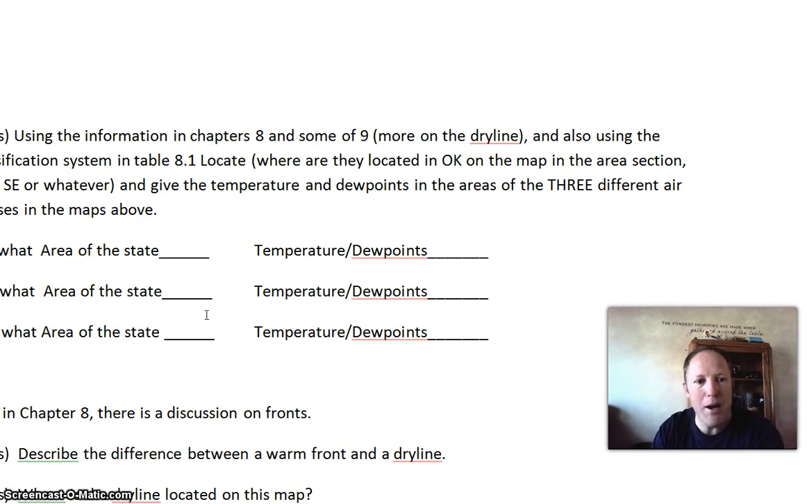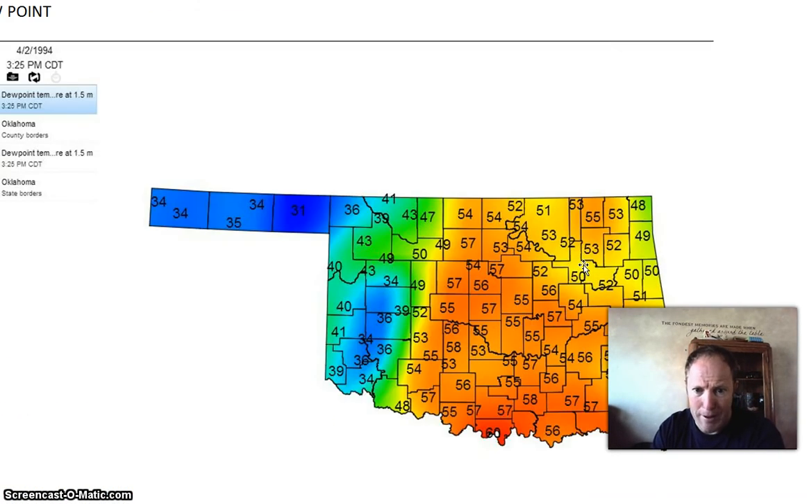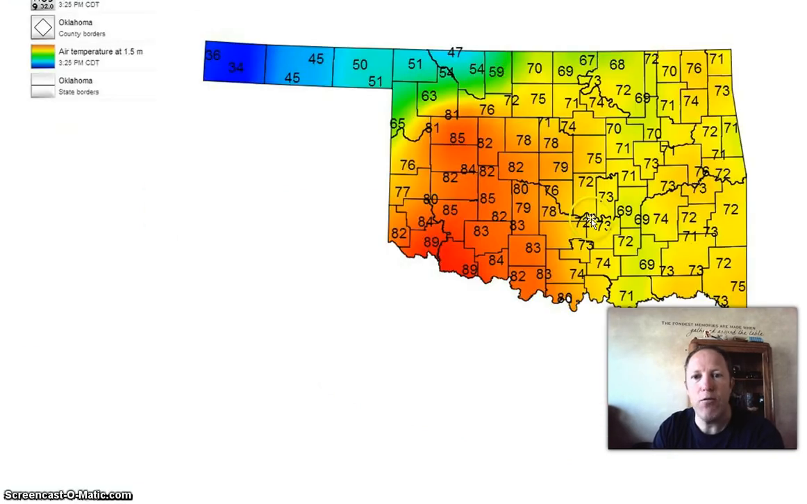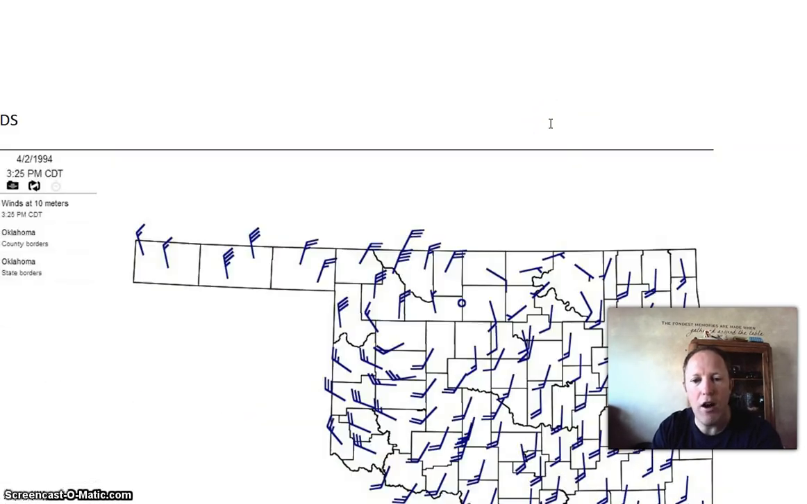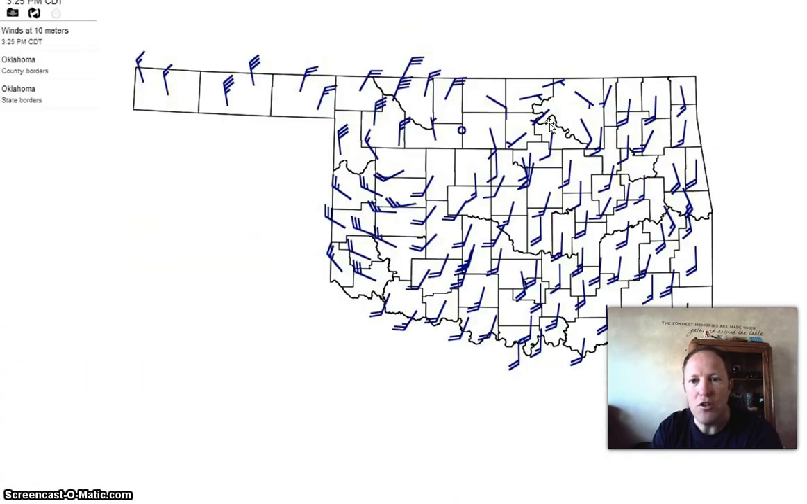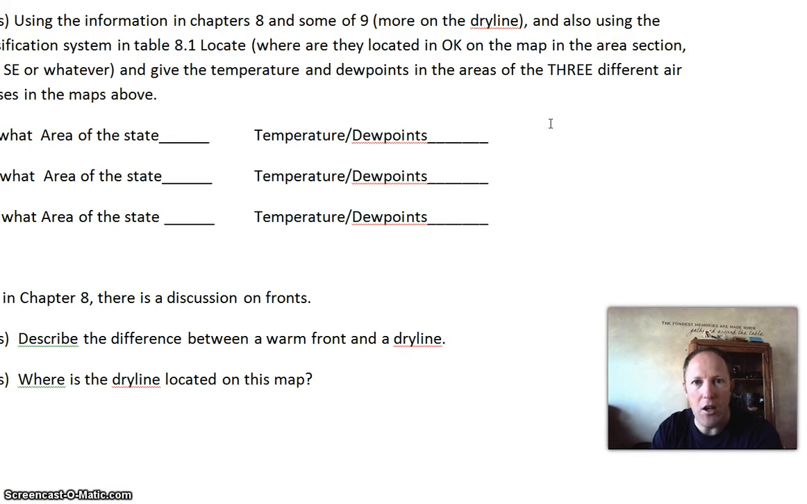The next one is a maritime tropical. The next one is a continental polar. So we have 3 air masses on that map. Again, if we go look up our dew point temperatures here, we have high dew points, low dew points. And then if we have high temperatures and low temperatures, you can see there's a transition of air masses going on across Oklahoma, and the wind speeds and wind shift directions show that those air masses are indeed colliding. So that's some of our questions we're looking at.